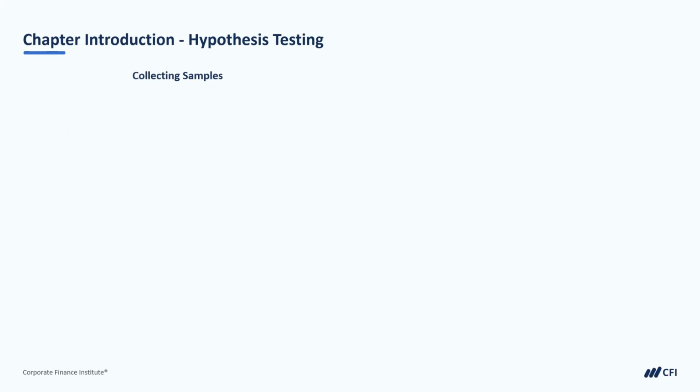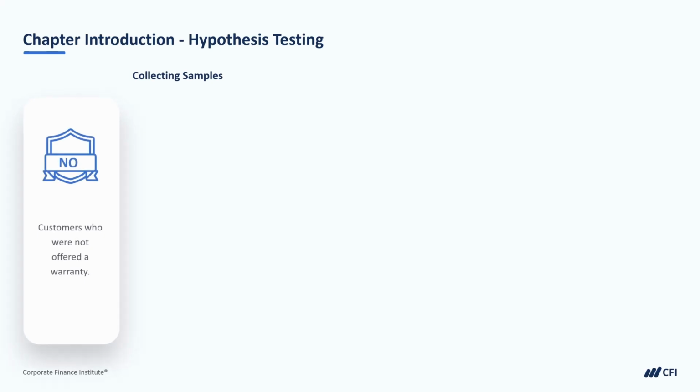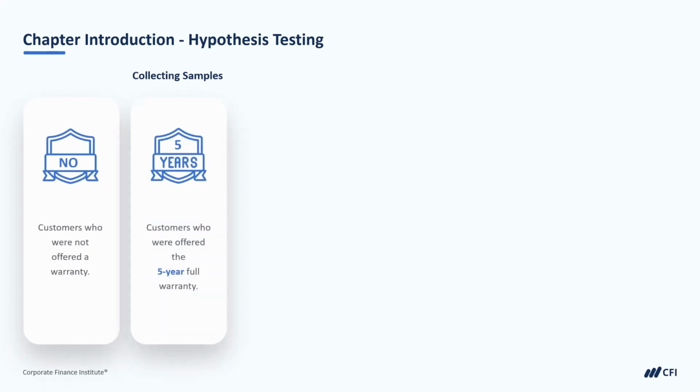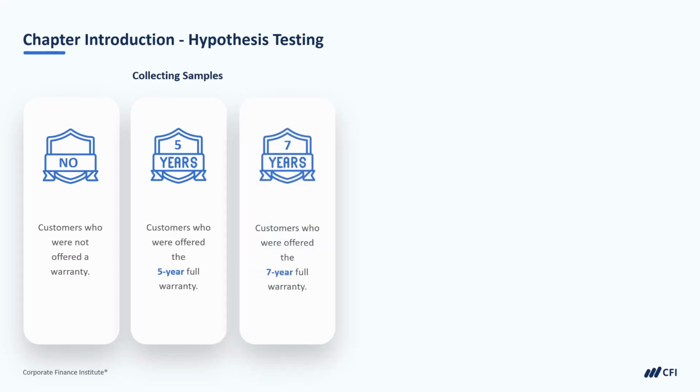The first sample contains customers who were not offered a warranty. The second sample contains customers who were offered the 5-year full warranty. And for our third sample, this contains customers who were offered the 7-year limited warranty. Each sample contains 750 visitors to the store.